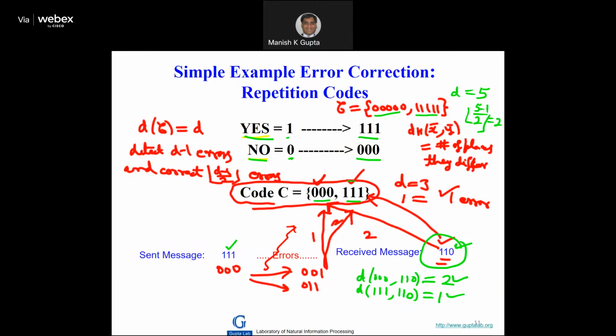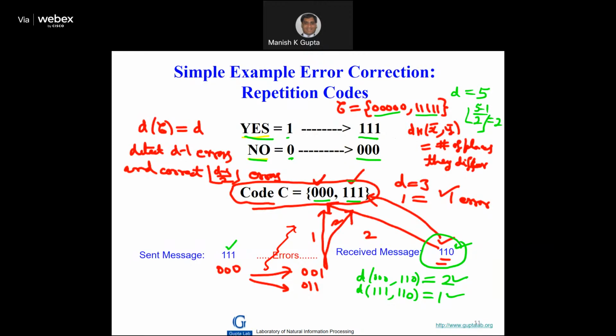Now this closeness, you can guess in terms of what is known as distance: the number of places they differ. This and this differ in how many places? 2. And this differ in how many places? 1. So which one is closest? This one, right? So once I received 110, I say that 111 was sent. This is known as nearest neighborhood decoding, using the distance idea. I'm just comparing whatever is received with everything, right?